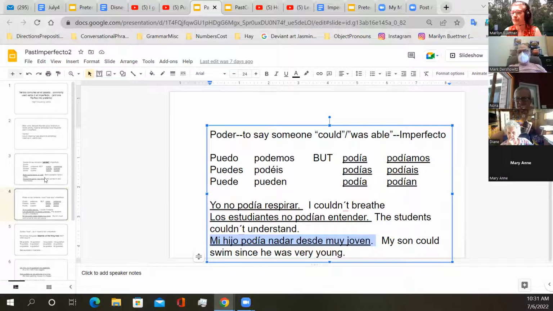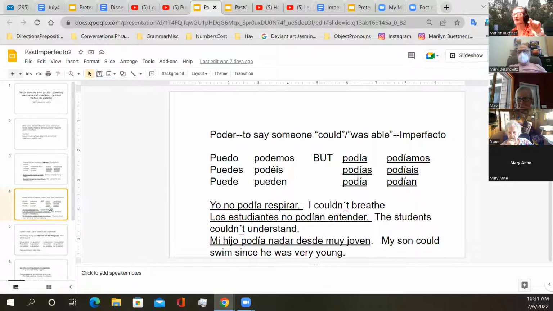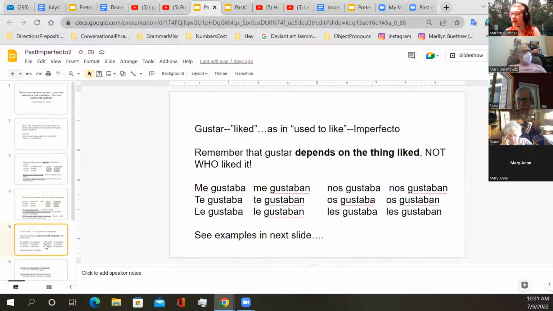Okay. So querer, most of the uses you need for querer in the past are imperfecto. Poder, most of the uses you have for poder are in imperfecto. And gustar kind of sits on the fence. It's a half and half. It might go into preterito. We'll talk about that another day. But if we talk about what somebody used to like, it will stay with imperfecto. Gustar is used a fair amount in preterito. It is used in preterito when somebody wants to indicate somebody's reaction after doing something.